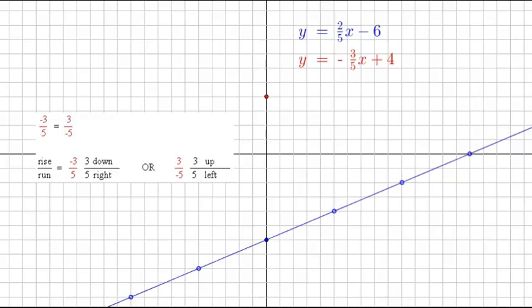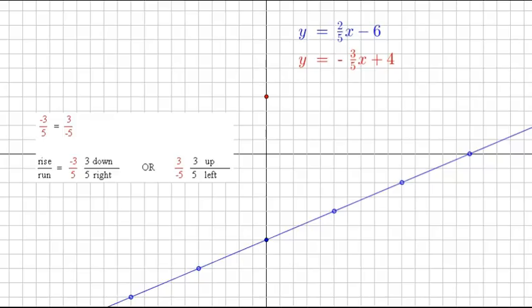Remember, to do this, we just want to write the opposite of both the numerator and the denominator. We started with a negative 3. Of course, the opposite of that is positive 3. We also started with a positive 5. The opposite of that is negative 5. Again, the slope means rise over run. So if we write our slope as negative 3 over 5, that means our rise is negative 3. We're going to go 3 down. Our run is positive 5. We're going to go 5 to the right.